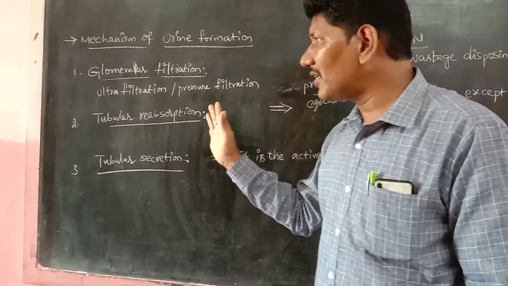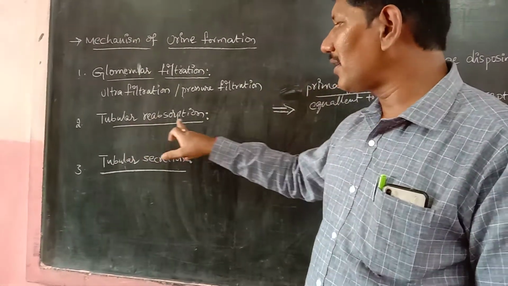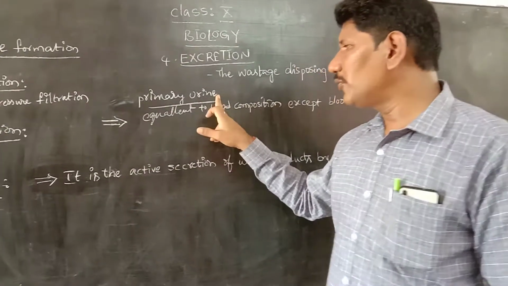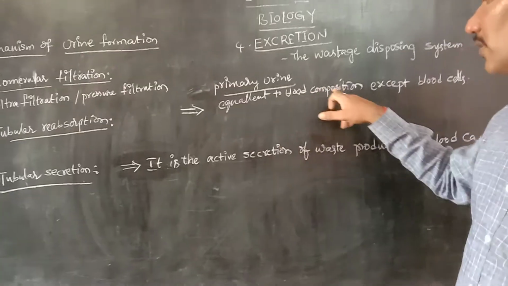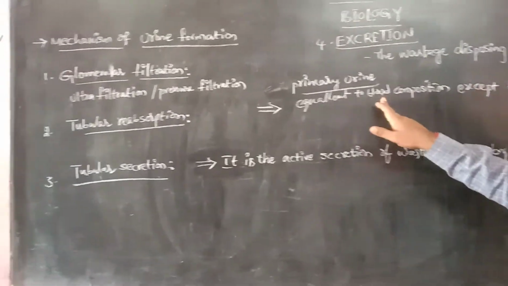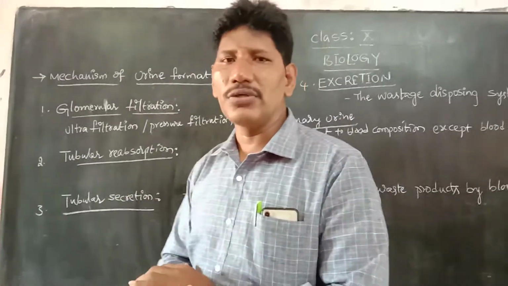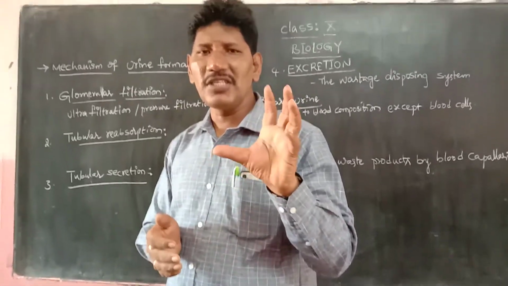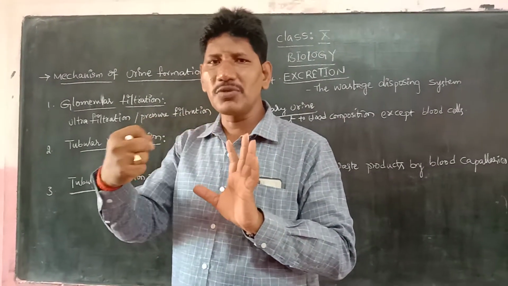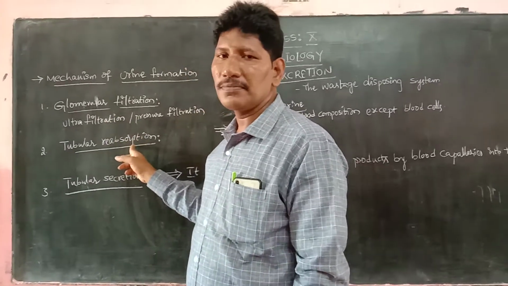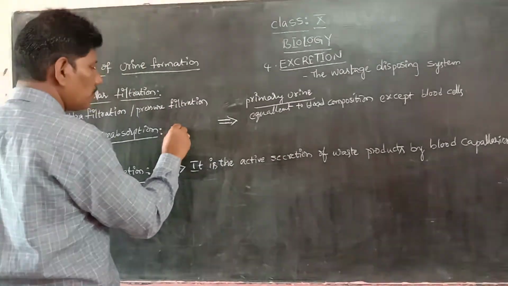So the formation of urine at the place of tubular reabsorption is called primary urine, but it is not a urine. Of course it is a urine, but it is equivalent to the blood composition except the blood cells. I mean that plasma has glucose, amino acids and hormones, which are very essential to the body. So at the place of the PCT, once again all these essential substances are reabsorbed into the pericapillary network. It occurs in the PCT portion, the proximal convoluted portion.